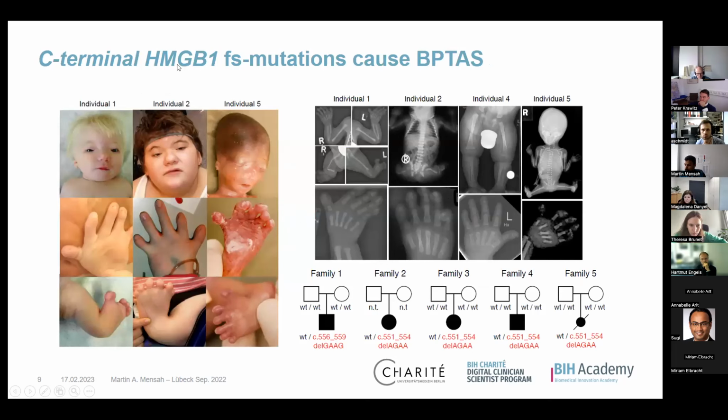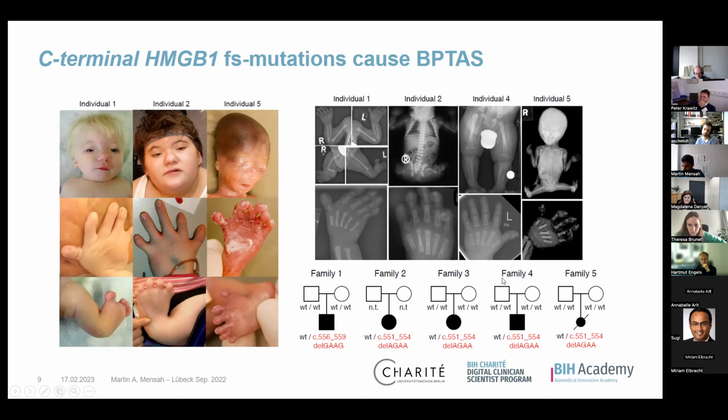So we checked our database, and we realized that there was another patient seen in Germany, here presented as individual 2, who also featured BPTA syndrome. During the time this paper was written, another patient was born, and we were contacted, which became individual 4. Now that we had DNA of 5 individuals, we just sequenced them. Family 5 was already identified. That's the family you've already seen.